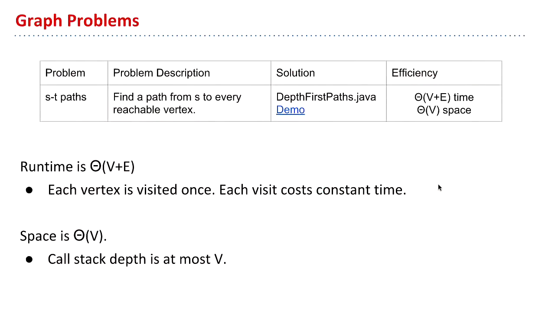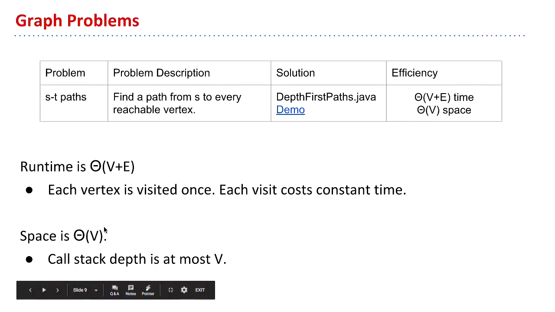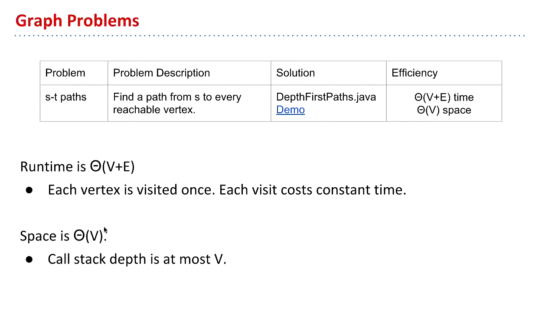Okay, so the runtime of this algorithm is V plus E. It's very similar to that graph printing algorithm we spent a lot of time on last time. And the basic idea here is that each vertex is visited exactly once, and each edge is used exactly once as we do this. Okay, so each visit will cost us constant time, and the amount of space it takes is theta V. Because at deepest, your search will go V levels deep, and the call stack depth is going to be at most V.